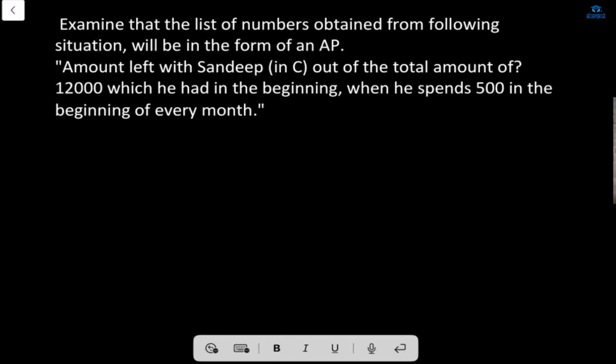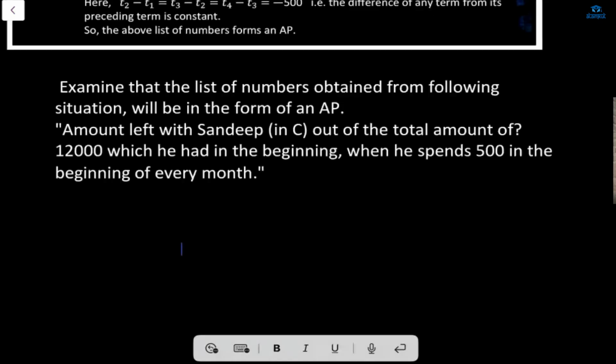Okay, first let's see. Out of the total amount of 12,000, which he had in the beginning. So actually here A1 is 12,000 in the beginning of every month.